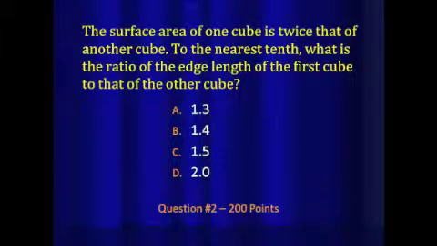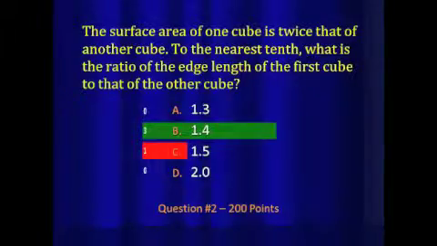The surface area of one cube is twice that of another cube. To the nearest tenth, what is the ratio of the edge length of the first cube to that of the other cube? Is it 1.3, 1.4, 1.5, or 2.0? So this is to the nearest tenth. All right, for 200 points. You people got it; it was 1.4.